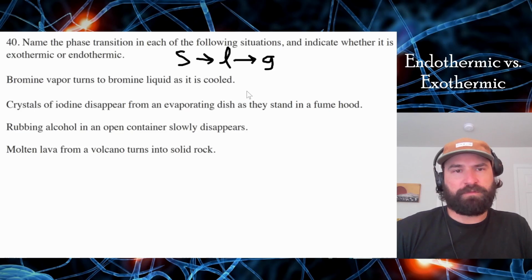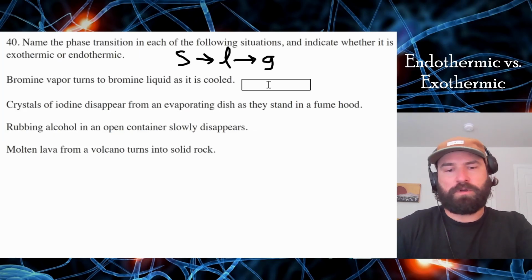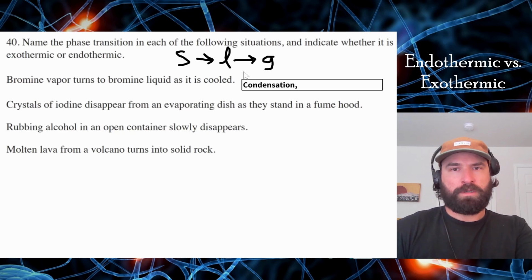So let's work on this first example here. Bromine vapor turns into bromine liquid. So vapor turning into liquid is something called condensation. So this first one is condensation. We're going from vapor, which is a gas, to a liquid, so we're going from right to left. So this is an exothermic process, or it gives off heat rather than taking it in.